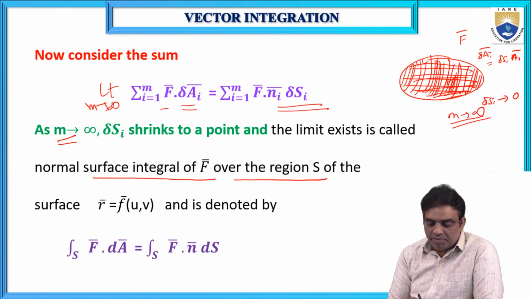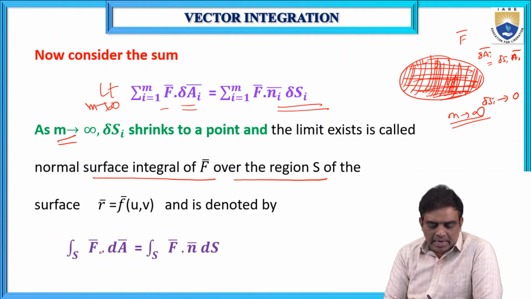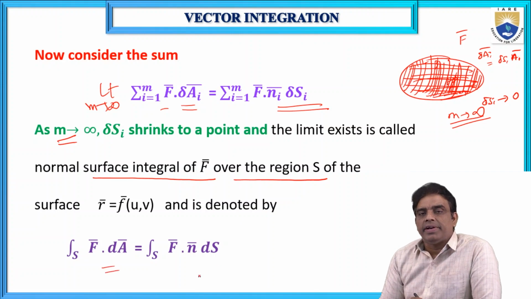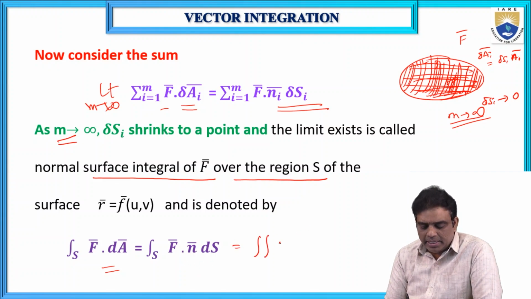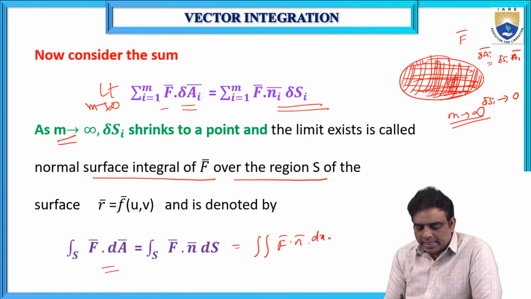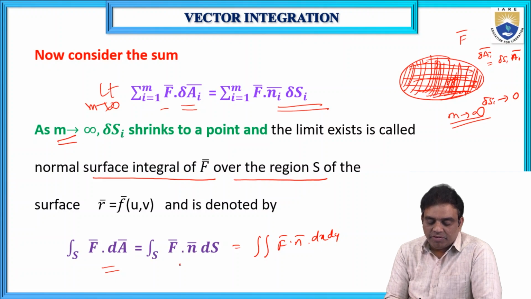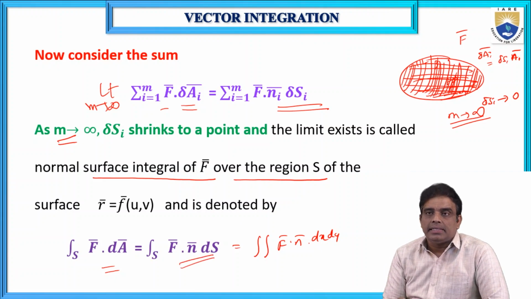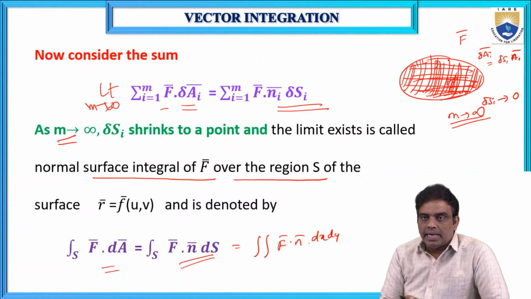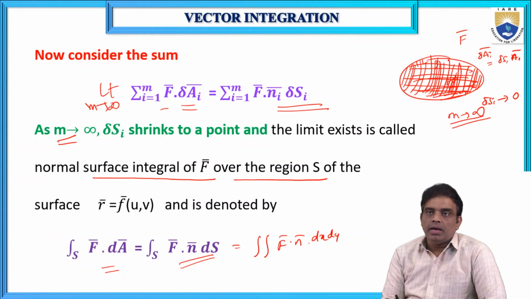So we write the surface integral as the integral of f bar dot dA bar, where dA bar is the vectorial area, which can be written as n bar into ds. So this is nothing but the double integral over S of f bar dot n bar ds. This is an area, which means there exist two limits: one is the length limit and one is the breadth limit.